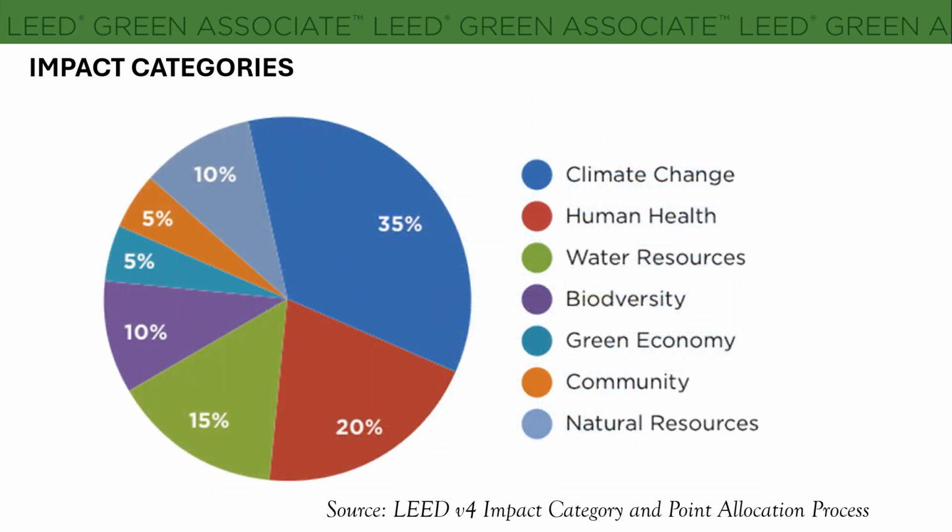Each impact category has a different weightage, and it is purely based on their impact and importance on the environment. Here we can see the highest weightage is given to climate change, at 35%, followed by human health at 20%, and the least is given to community. So as I mentioned earlier, it is purely based on the importance and how it impacts people and planet.